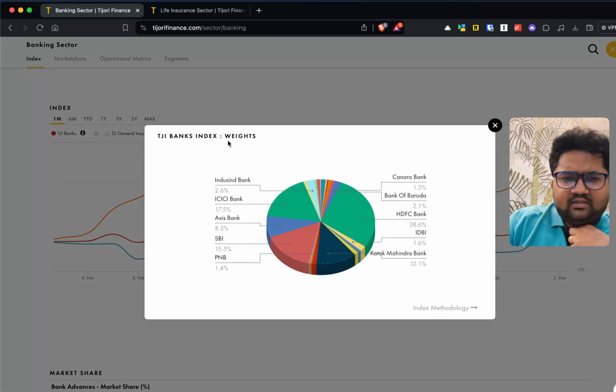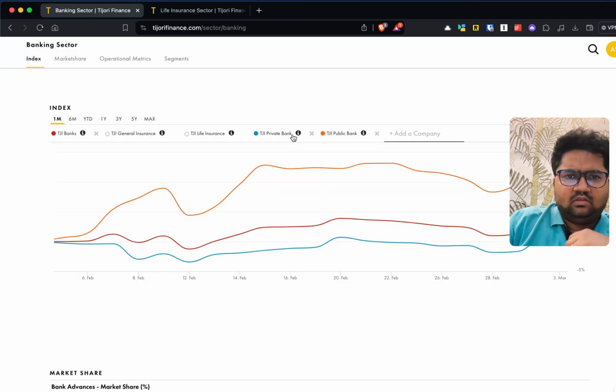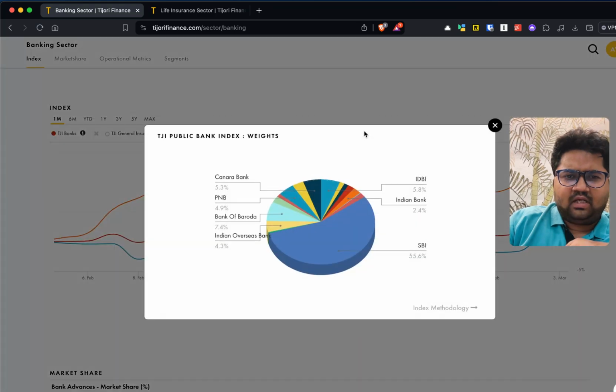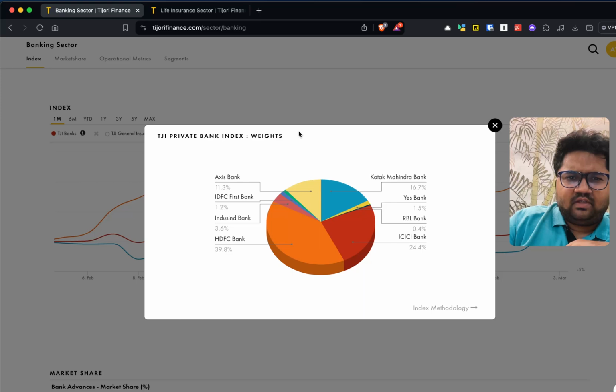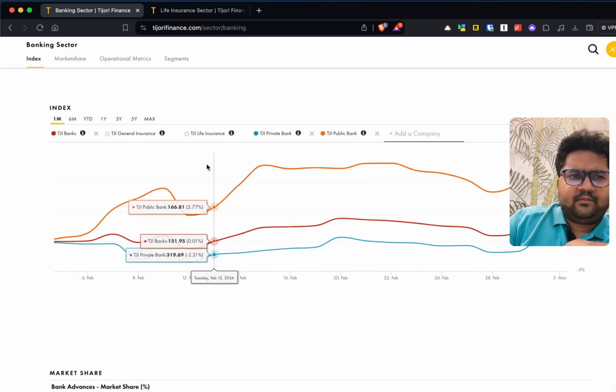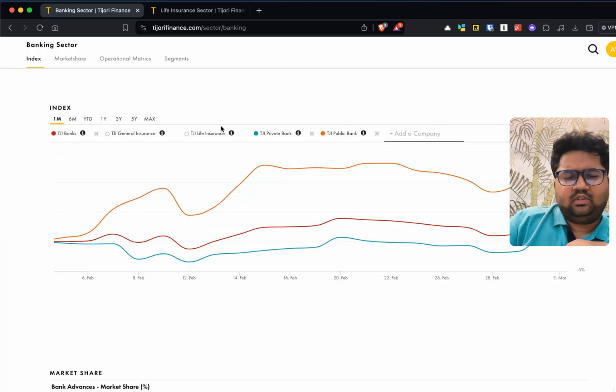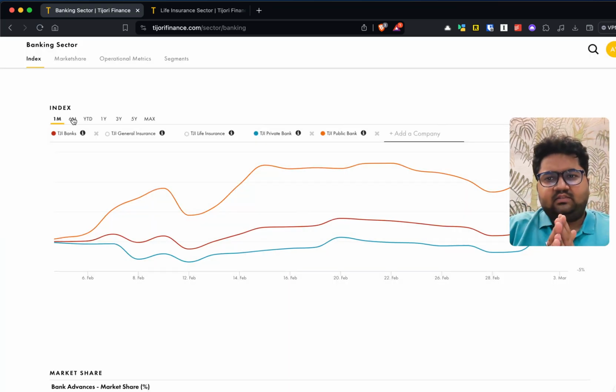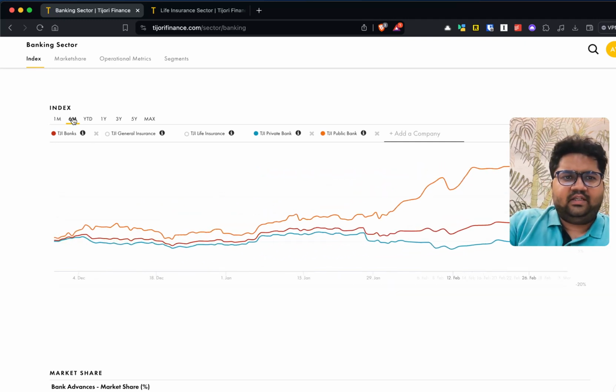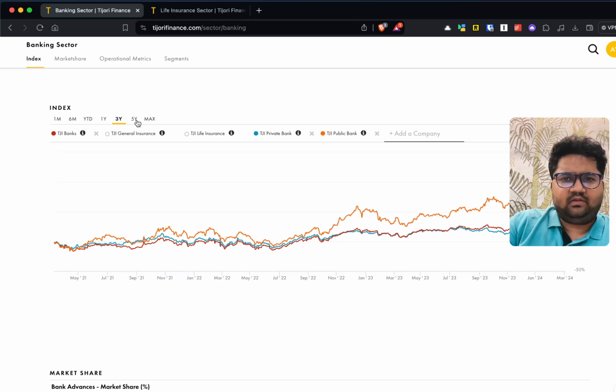So bank has certain weights. Public banks would be Canara Bank, SBI, IDBI, and private banks would be Axis, Yes, etc. All right, HDFC. And I think the banks index is more of a consolidation of both of them. So what they have done is they have created an index and they are trying to showcase how the index has performed over a certain period of time.